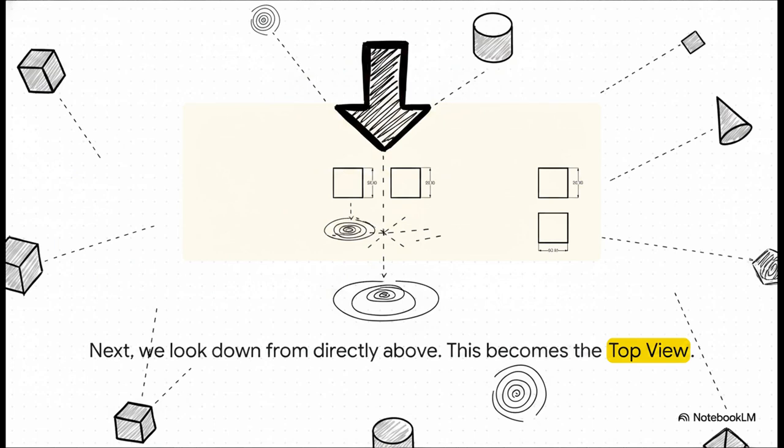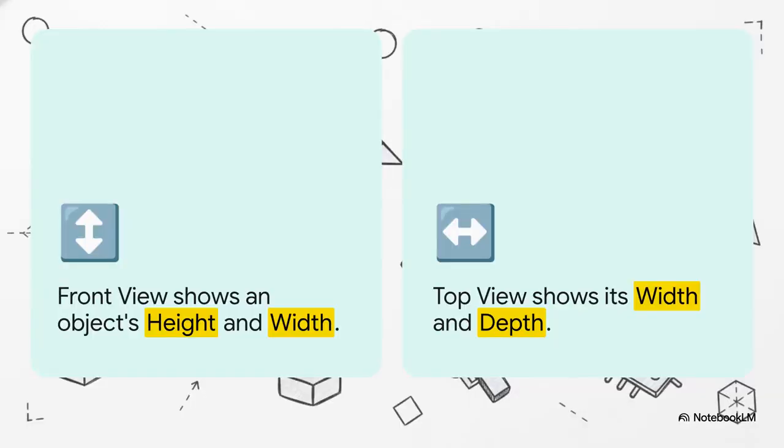This gives you the top view. And from this angle, you're capturing a totally different set of dimensions. And this is where the genius of it all really clicks. The front view gives you the object's height and its width. The top view gives you its width and its depth. So by combining just those two flat views, boom, you now know all three dimensions of the object. You've got the complete recipe.